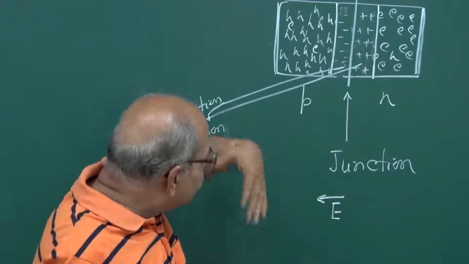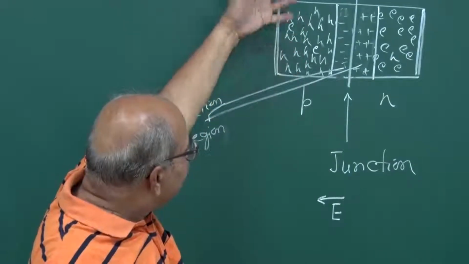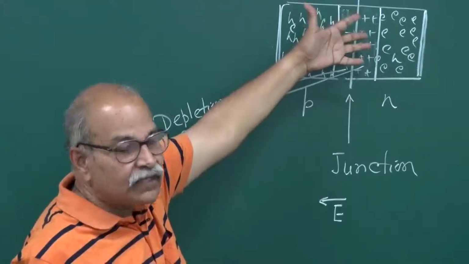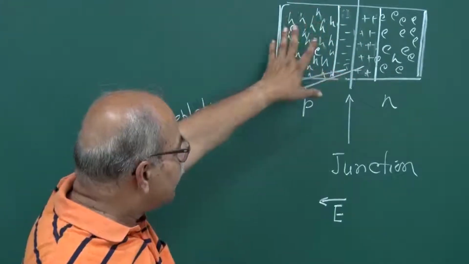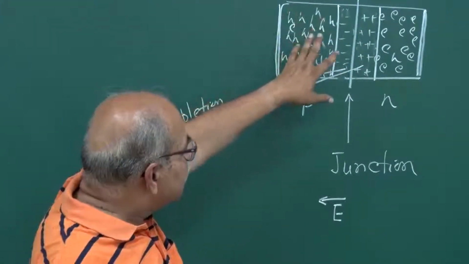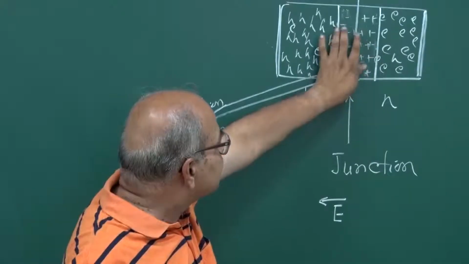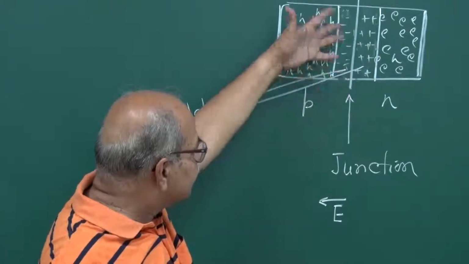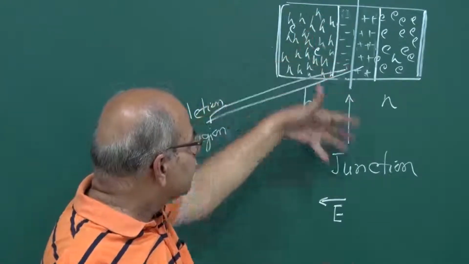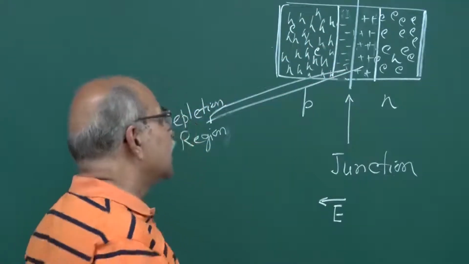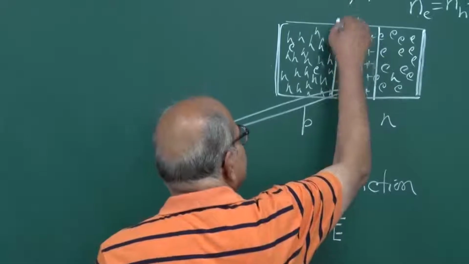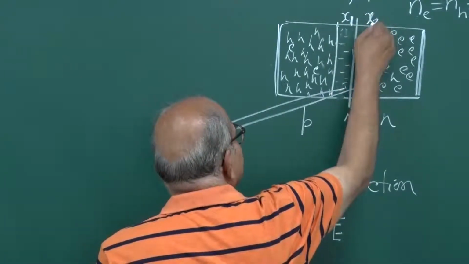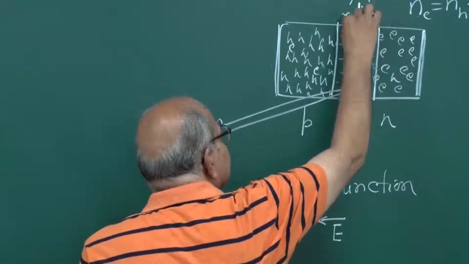But if you talk of energies, these energies will be up and these energies will be down. Okay, so let me talk today about a relation between these widths, the potential difference, the electric field and all those things. Let us make some calculation on that. Suppose this width is x1 here and this width is x2 here.